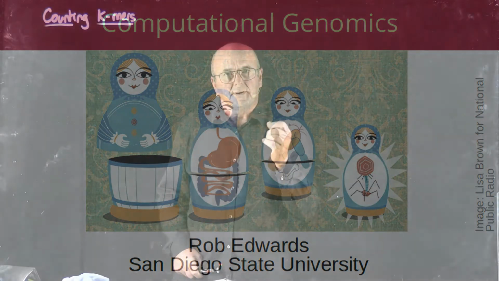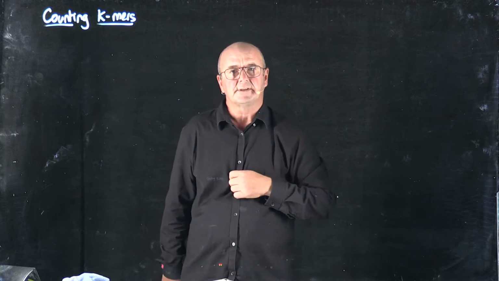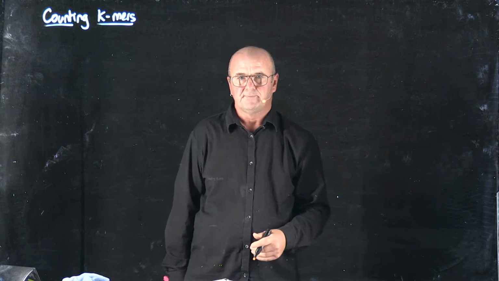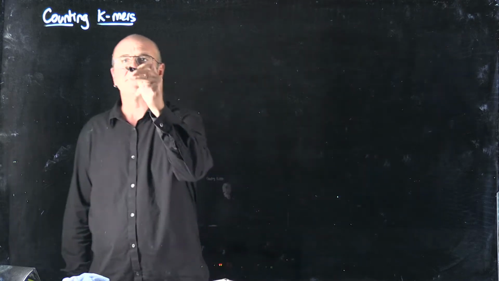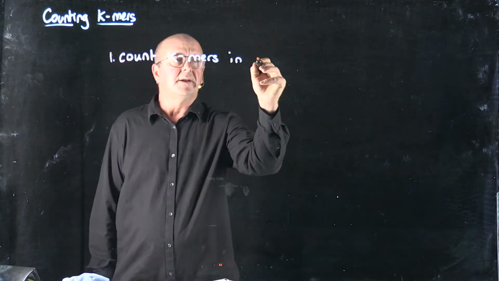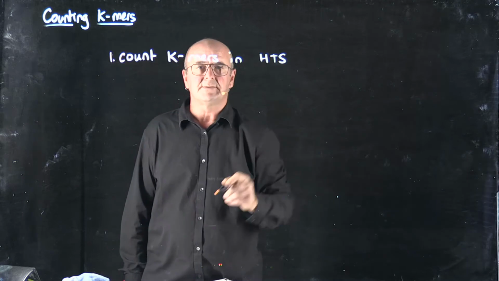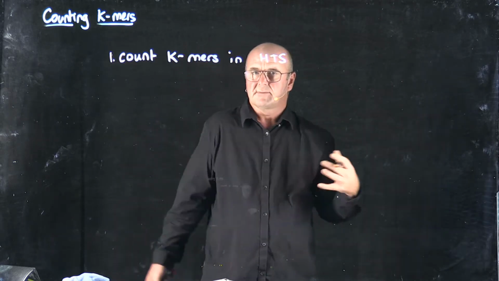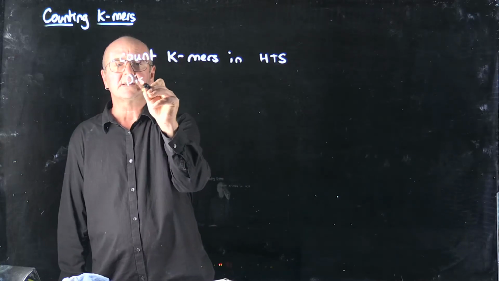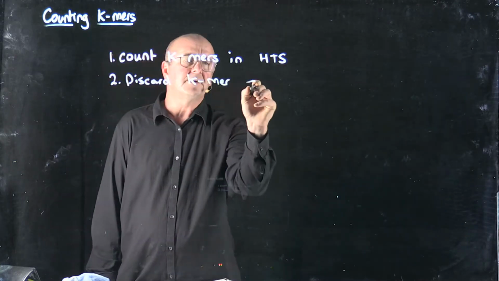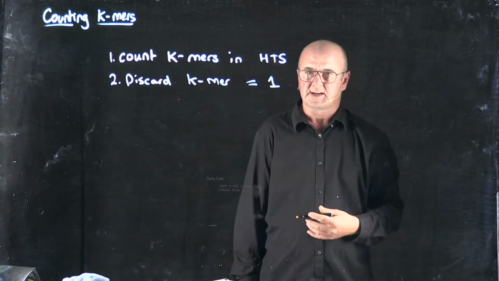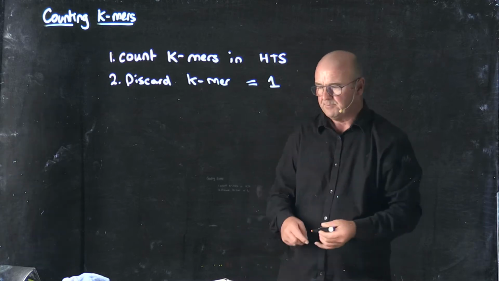So now that we've got a really fast way to count k-mers without requiring a lock, let's think a little bit more about our use case. What we're going to try and do is count k-mers in a next-gen sequencing or high-throughput sequencing data set, like from an Illumina, for example. And our use case is we're going to discard any k-mer that we only see once. If we've only seen it once, it's probably a sequencing error, so we want to throw it away.